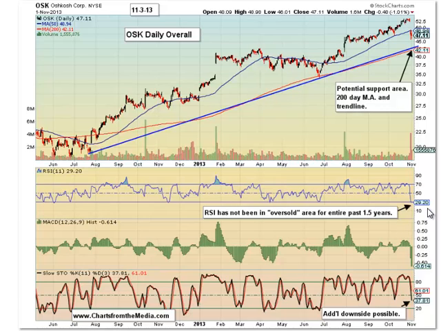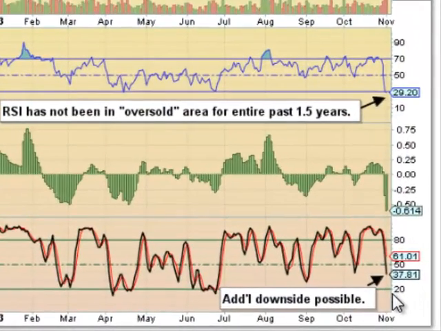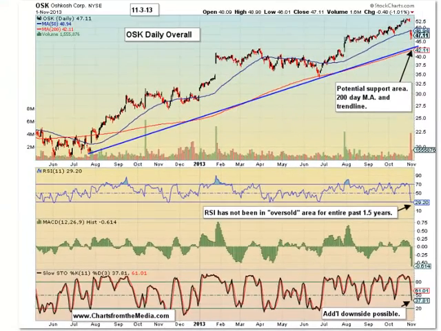When we look at the oscillators, RSI has now just gotten down to that 29 level. It hasn't been here in at least a year and a half. And then if we look down to the slow stochastics, we have room to go before it gets to that oversold area. So both of these indicators say that there would be more room on the downside.